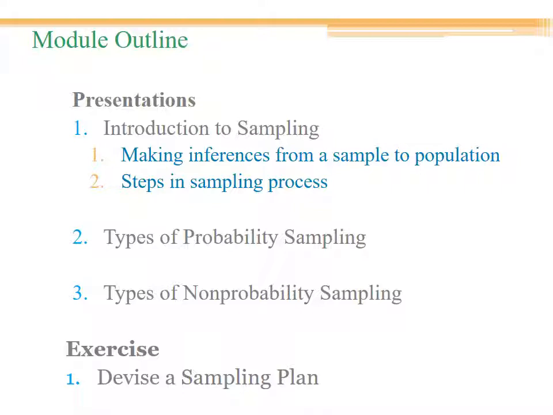The next presentation, Types of Probability Sampling, has a lot of information to cover. However, the third one, Types of Non-Probability Sampling, will be more brief. And in this module, you'll also find one exercise in which you'll be presented with 5 different research scenarios, and you need to devise an appropriate sampling design for that research scenario.